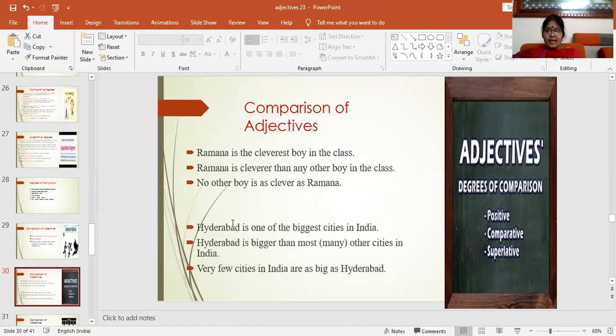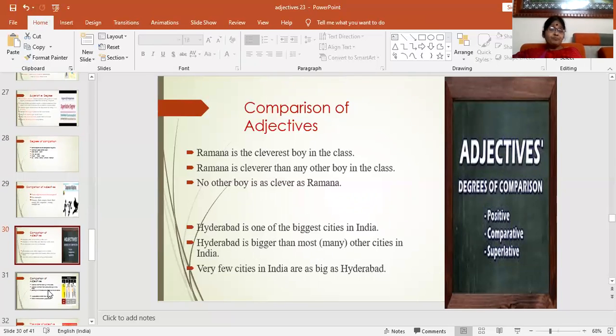Or one of its kind I want to compare. Say Hyderabad is one of the biggest cities in India. Then I want to change it into comparative. I will say Hyderabad is bigger than most or many other cities in India. I can use most or I can use many. If I want to change it into positive degree, I will say very few cities in India are as big as Hyderabad. So see how we have changed this into different degrees. How the same sentence can be used in simple positive degree, comparative degree, and superlative degree.